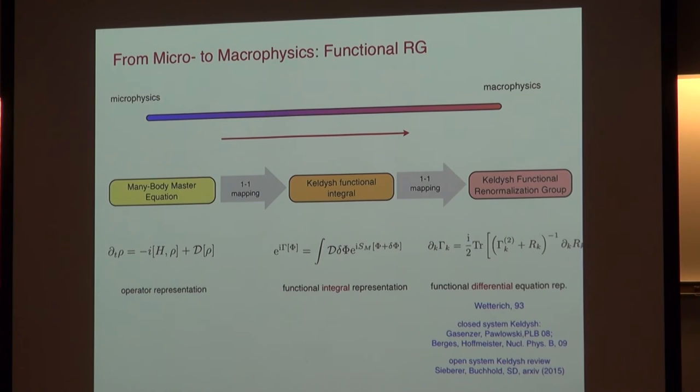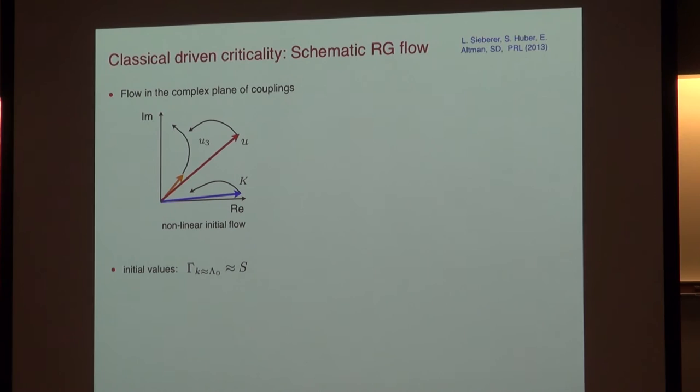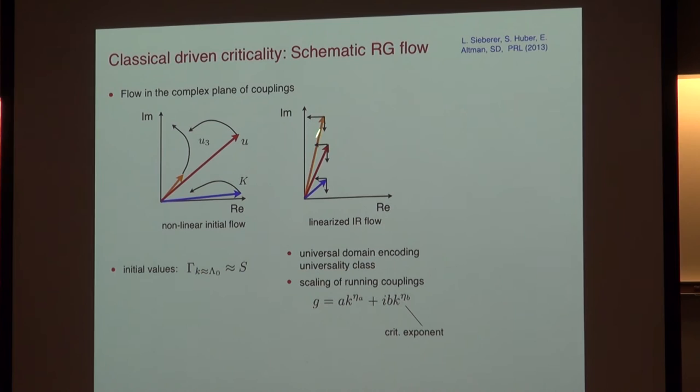Good. So let's track this RG flow now in this complex plane. In the beginning, it's really a mess. This is the microscopic master equation dynamics represented by locations of the couplings in this plane. We look at the RG flow. In the beginning, it's rather unstructured. But if we go close to a critical point, things become simple again, and this flow linearizes. So we see how, in this linearized flow regime, we can extract the critical exponents, which are just the speed with which these couplings are running in the complex plane.